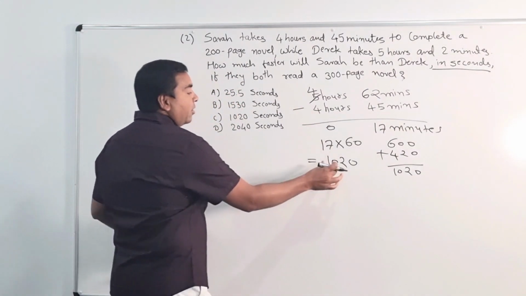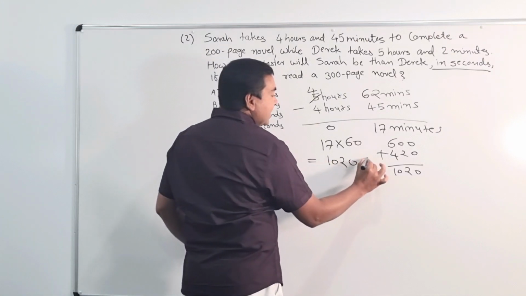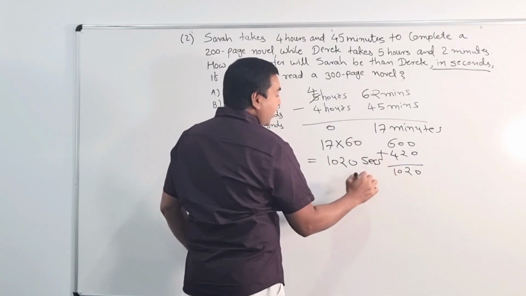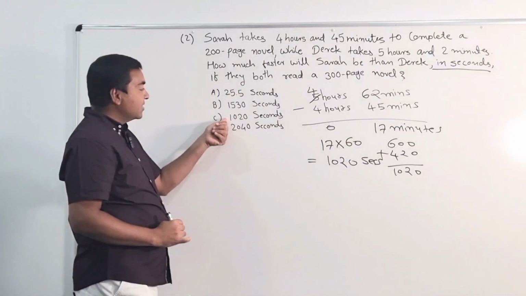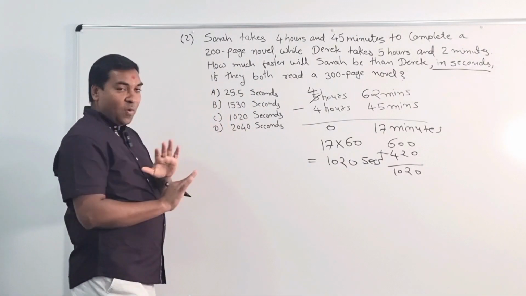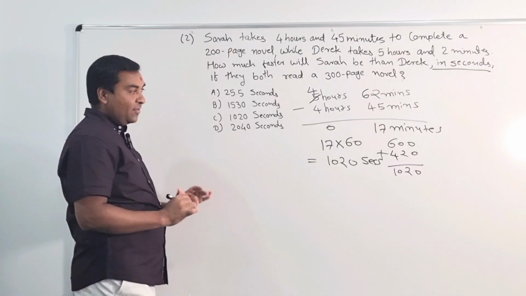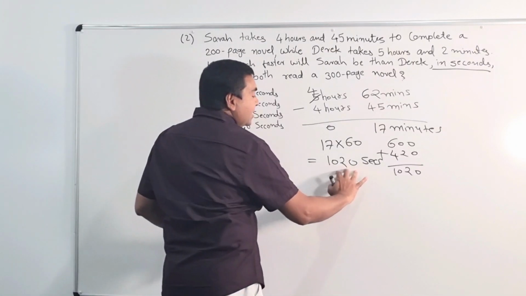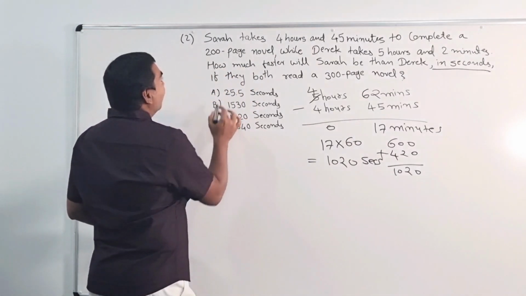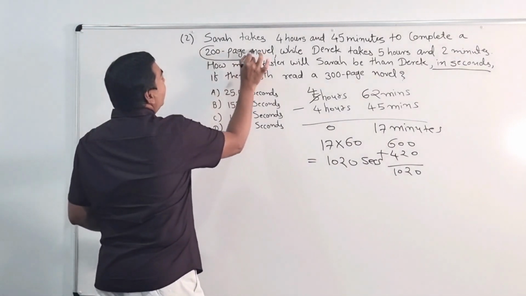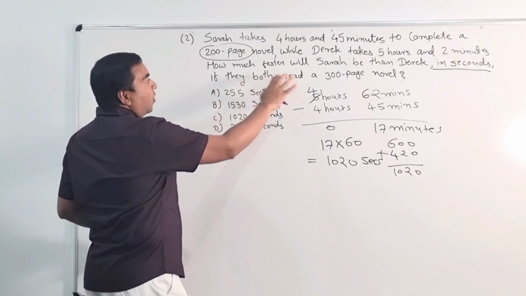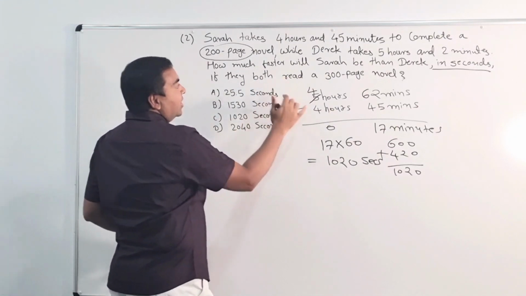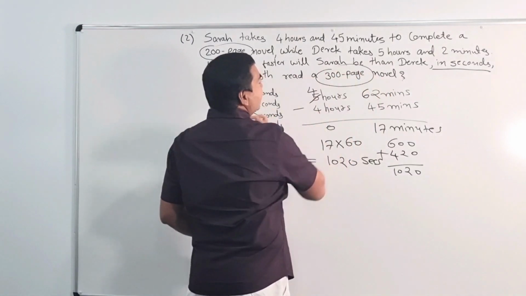All right. So 1020 seconds difference. If you look at that, you might say, oh look, the answer is there, like C. But that is not the correct answer, guys. You've got to be very, very careful. That 1020 seconds difference is for a 200-page book. But they want to find out what the time difference will be if both are reading a 300-page book.